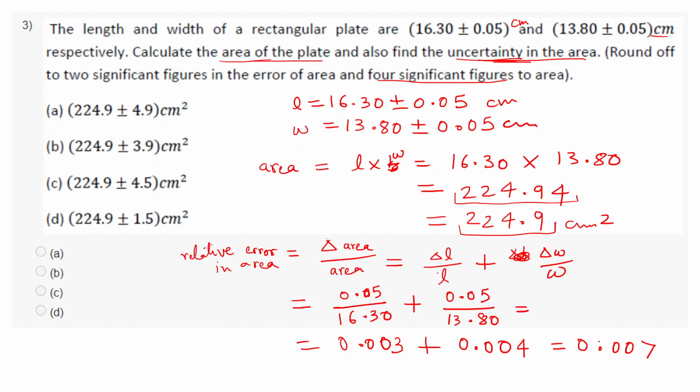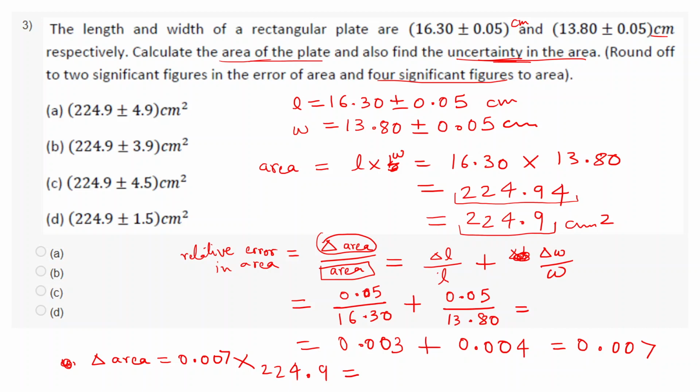Now I have to find out the uncertainty. The uncertainty means the error in area. This I found out as relative error. Now whatever I got, I'll multiply it with the actual value of area. So 0.007 times the area, which was 224.9.